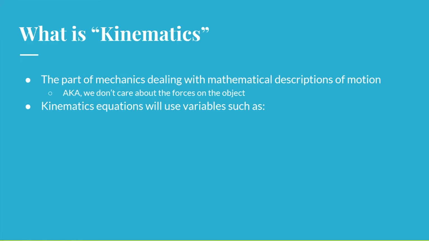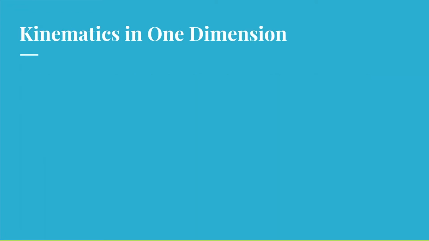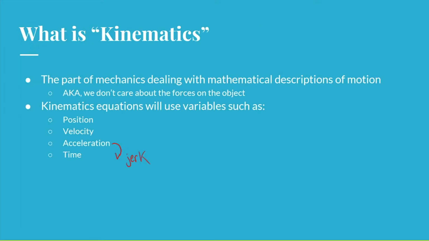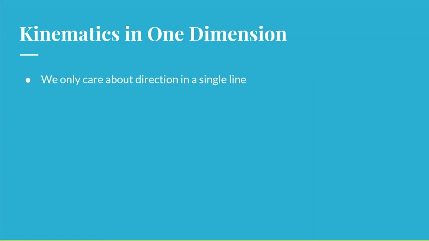Kinematic equations are going to be giving us a bunch of different variables, such as position, velocity, acceleration, and time. If you're an engineer, you're probably going to have to deal with the next step after acceleration, which is jerk. We're not going to cover that at all. So we're not going to worry about jerk right now. These four variables are going to be very, very important to us, and I'll teach you guys how to use them, or I guess review how to use them.